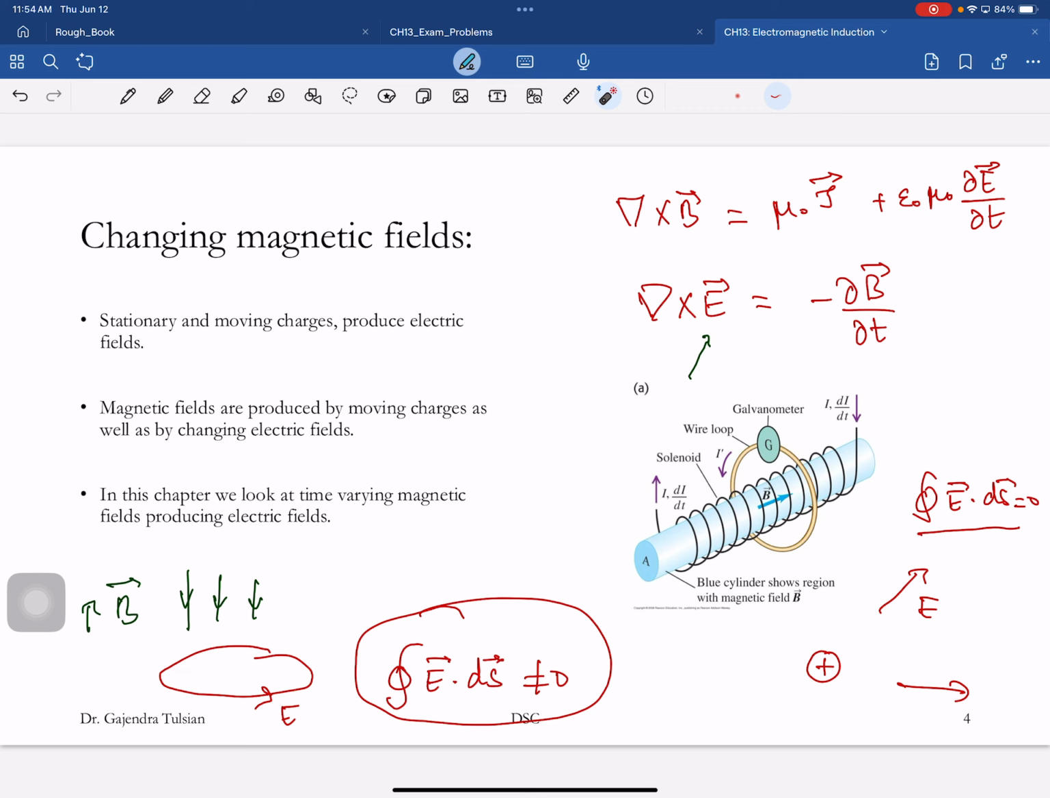I don't want to confuse you guys, but in this chapter we're looking at time-varying magnetic fields producing electric fields. And here's a picture to remember. If the magnetic field is pointing this way and it's increasing in magnitude, the electric field produced is in that direction. And again, what do you do with the electric field? If you choose, you can stick a wire there and it'll drive a current in that wire.